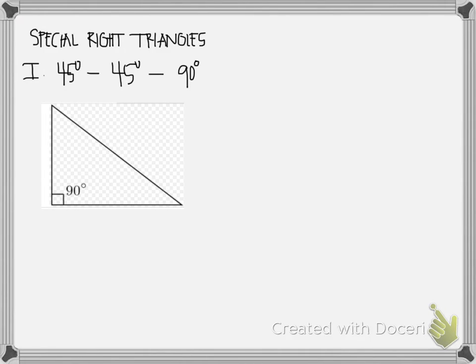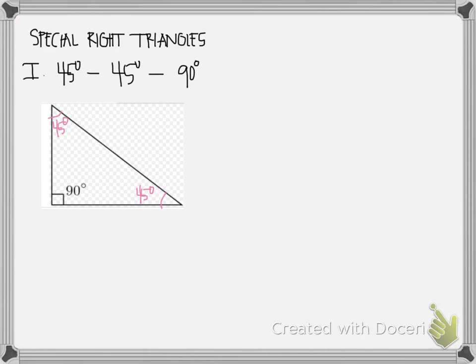Good morning. So today we're going to talk about our special right triangles. We have two of them. Our first one that we're going to talk about is our 45, 45, 90. That means we've got our 90-degree angle, our right angle, and the other two angles inside of here are going to be 45 degrees.